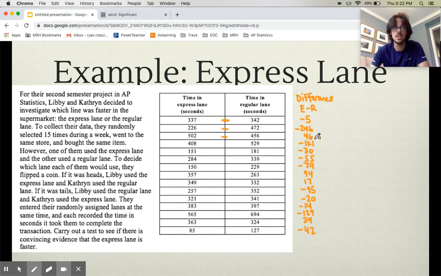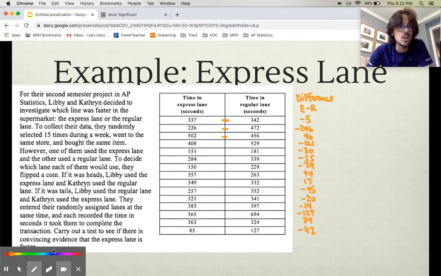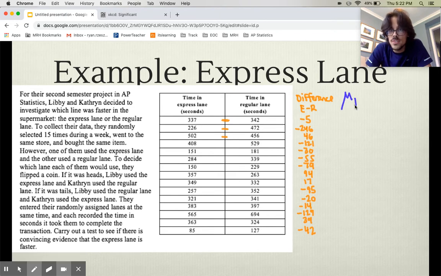What we care about in this problem, we want to look at mu. And I'm going to put a subscript of D on my mu for this problem here. Common thing that you'll do when you're taking the mean difference. So we're looking at all of these differences here. And we're actually going to analyze the average of the differences that we just produced.